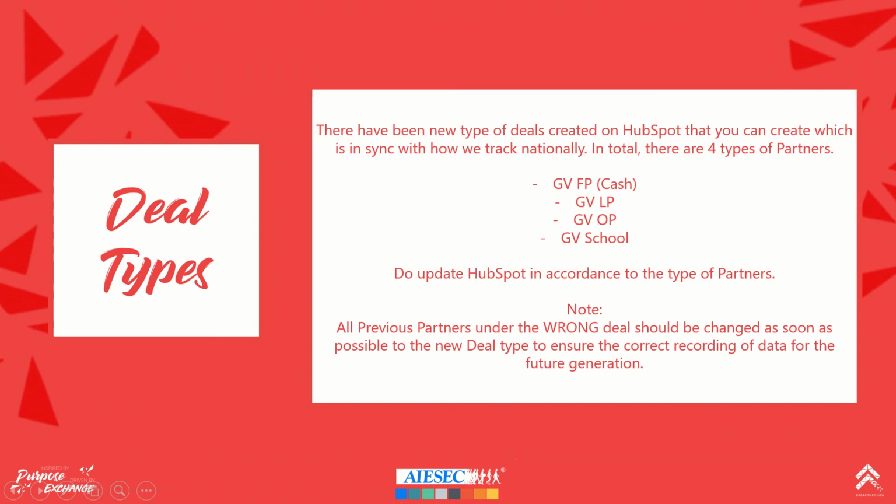And next, note also that all previous partners under the wrong deal need to be changed as soon as possible to the new deal type, mainly the GVLP. You need to move all the old schools and OPs into the newly created deal. Because before this change, everything was tracked under GVLP, which made things a bit hard to track. Take note of that.